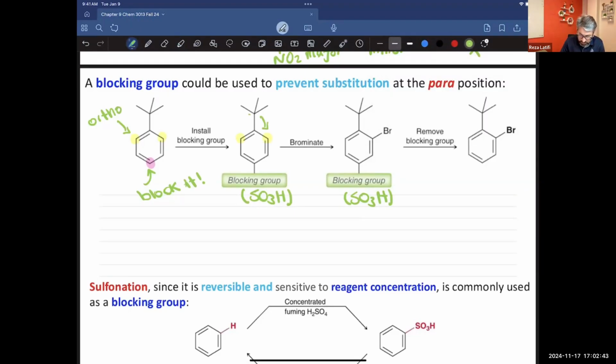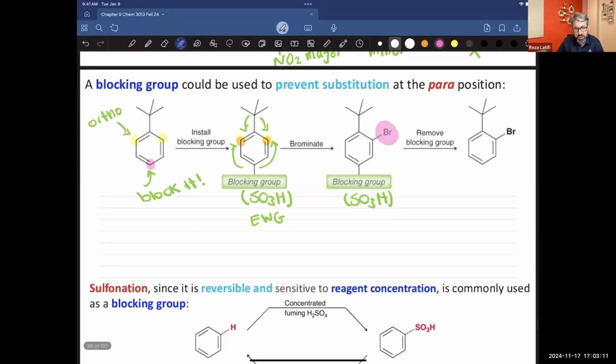The alkyl group is favoring the ortho position, and SO3H is an electron withdrawing group. An electron withdrawing group will favor the meta position. Okay, so I'm going to say the SO3H will favor that spot. That's fantastic. Both of them are technically pushing to the same spot. In that case, we will have bromide in this position, in the ortho position.